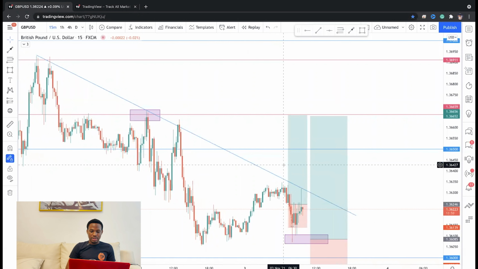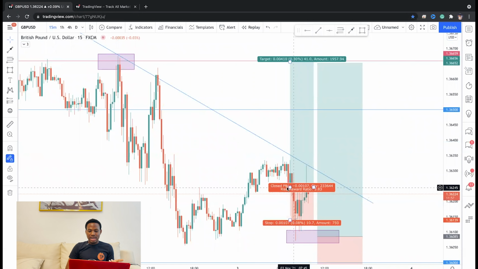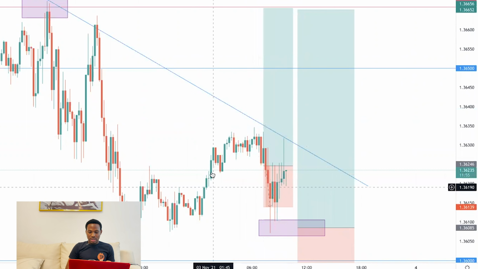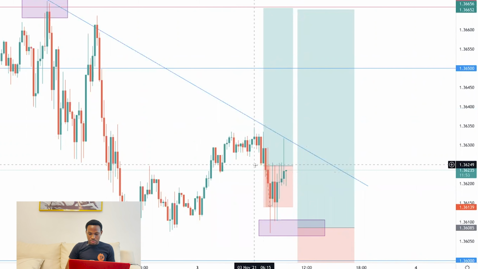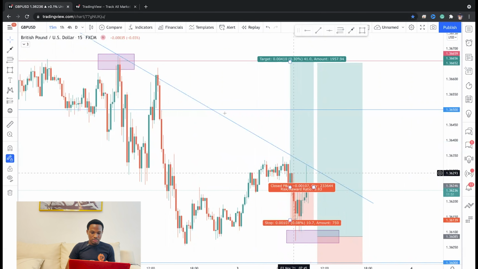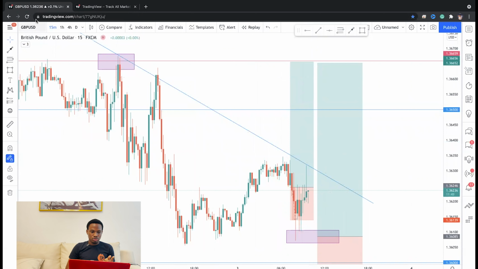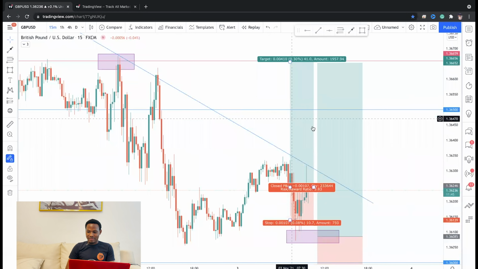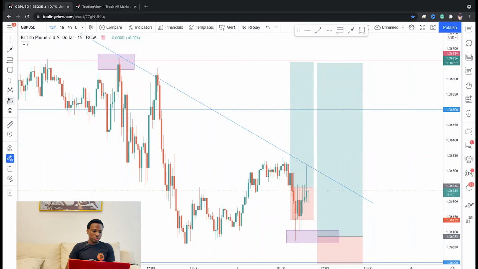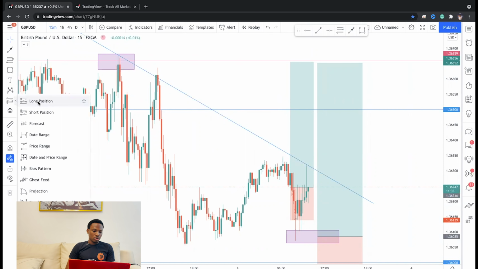So what I mean by that is this one. You already noticed I had an entry at this point. I had an entry here where I put this long functionality. In order to get this long functionality, you have to be on TradingView. I see some people also asking me how I put this up right out here. You just have to be on TradingView, and you click on this function right here. This is for long and this is for short. This is a forecasting tool. You pick it right here.